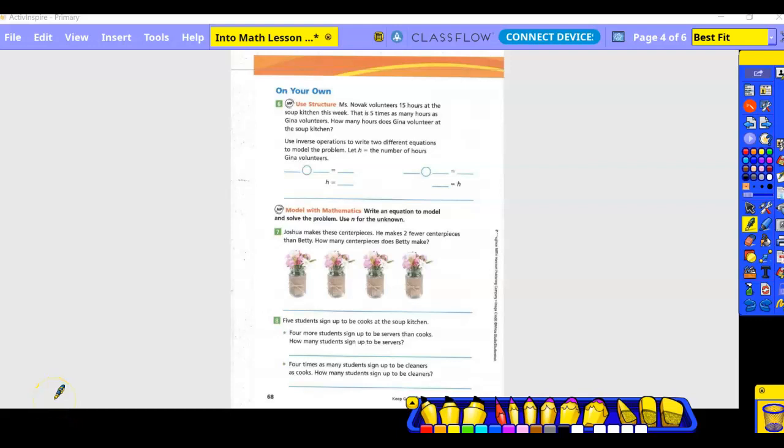On your own. Number 6, use structure. Miss Novak volunteers 15 hours at the soup kitchen this week. That is 5 times as many hours as Gina volunteered. How many hours does Gina volunteer at the soup kitchen?